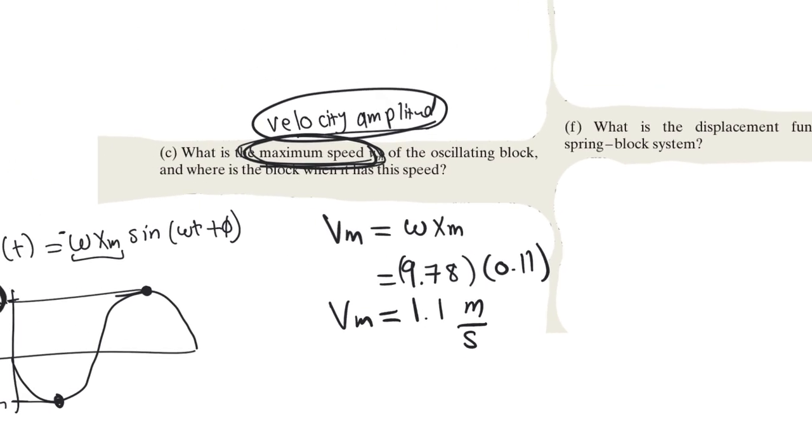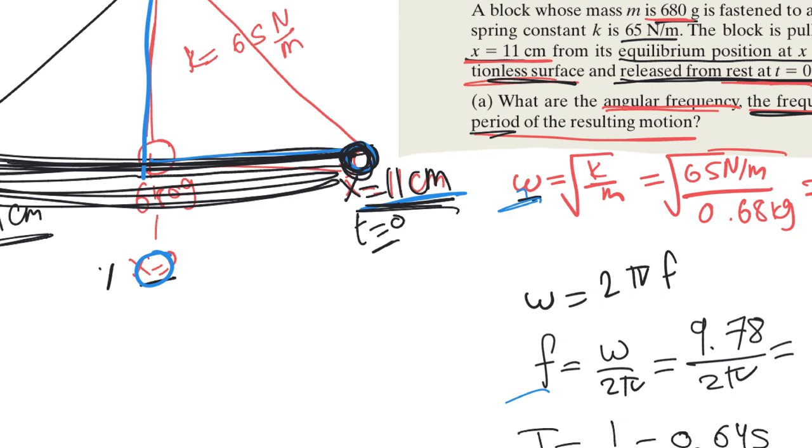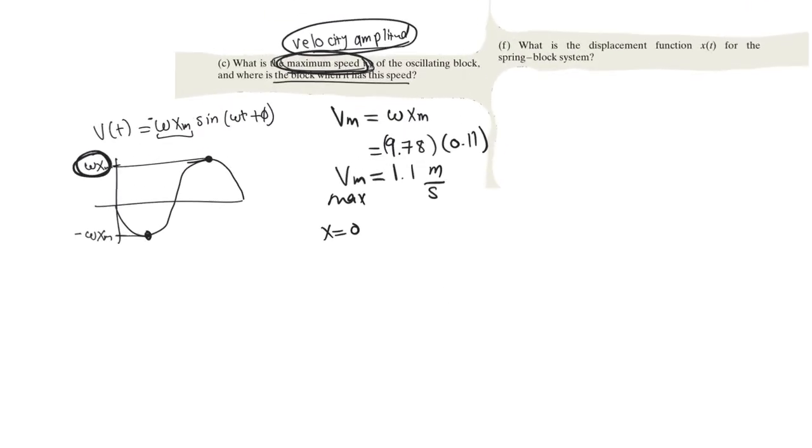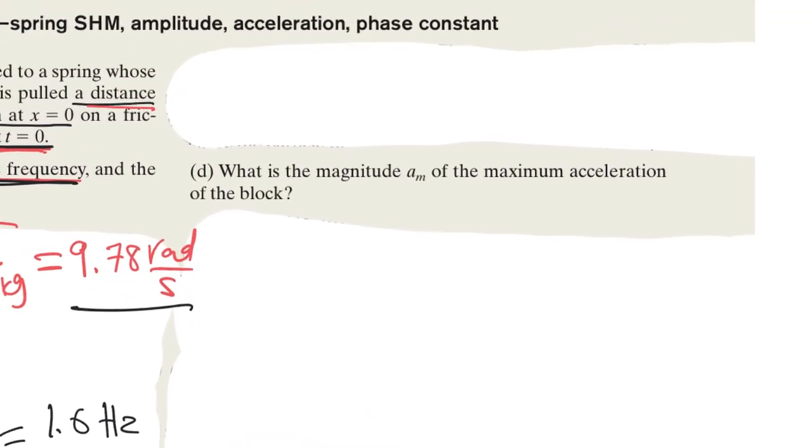And where is the block when it has this speed? We know that the velocity is maximum when x is 0, or at the midpoint. So here x is equal to 0 and v is maximum. So the maximum speed will be at x equal to 0, or we can say at the midpoint. Okay, now we will go to question number D.